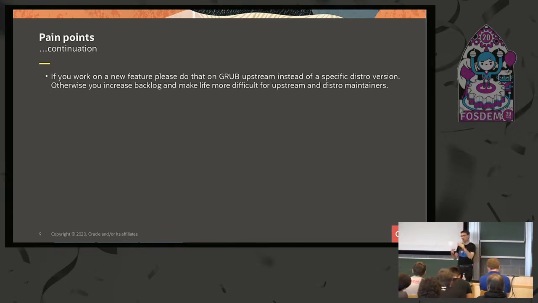Oh, I can understand. As I understand correctly, you are saying that if they are forced by customers to have a new feature in the specific distro, I'm okay with that. But I would like to ask you to forward these patches to the GRUB upstream as soon as possible. I'm not able to forbid you to work on a specific GRUB upstream, but I would like to convince you to not do that. Okay, sure.